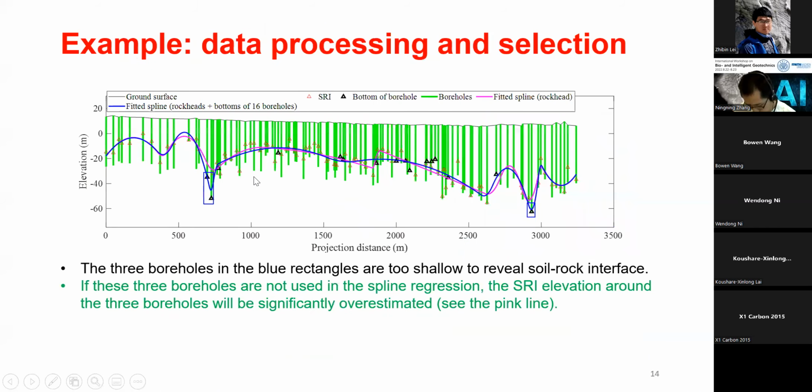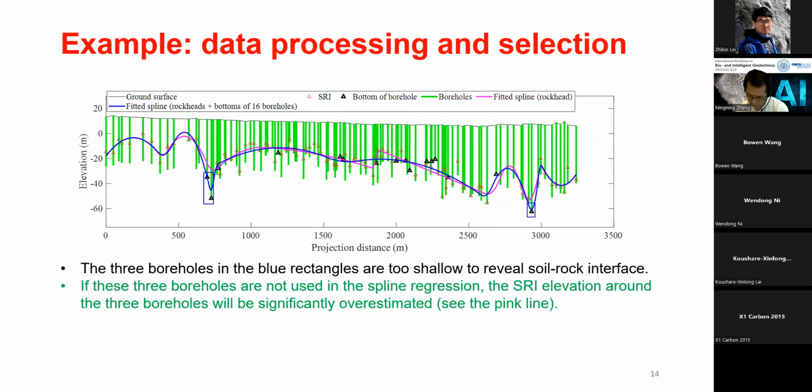And also, as I mentioned previously, some boreholes are too shallow to reveal the raw head. For example, the boreholes represented by this black triangular symbol. In this case, we select those boreholes that are deeper or shallower than the neighboring boreholes. For example, these three boreholes in the rectangle have not reached the raw head level at the borehole bottom.